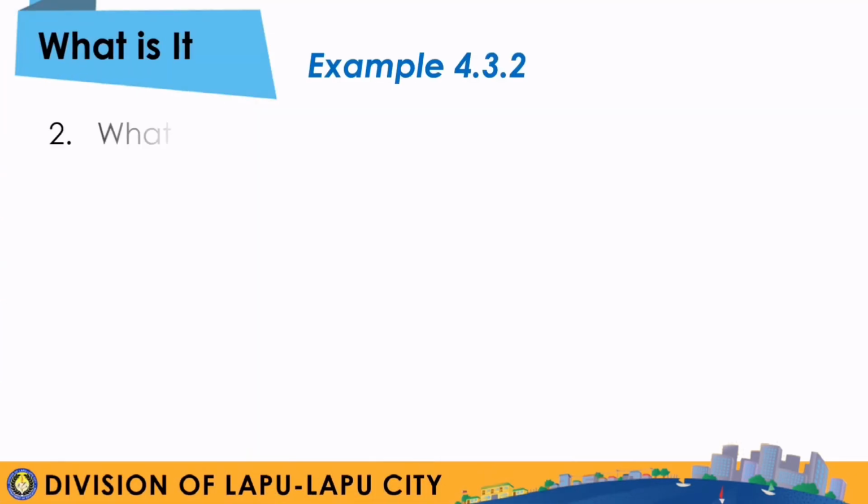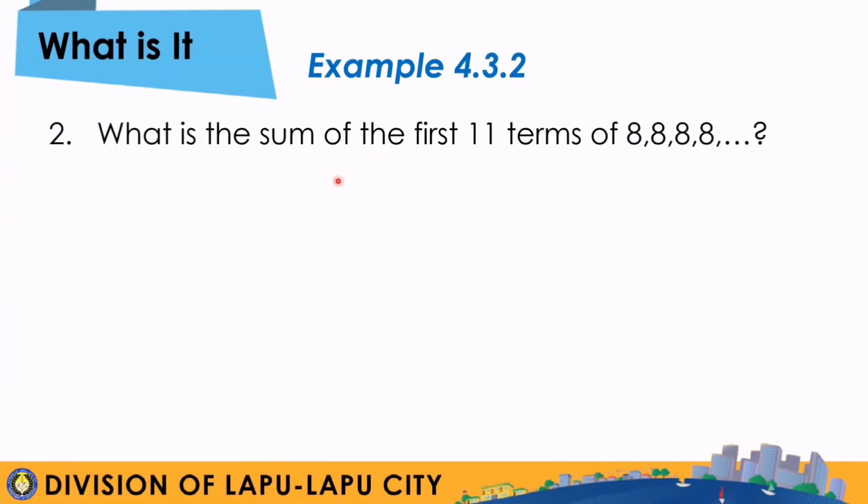Moving on to our second example. What is the sum of the first 11 terms of 8, 8, 8, 8, and so on? Let's identify first what is given. So we are solving for the sum of the first 11 terms of this geometric sequence. Now, what is our first term? Well, obviously, that is 8. Our number of terms is 11. That's the number of terms to add. And our common ratio here is 1.